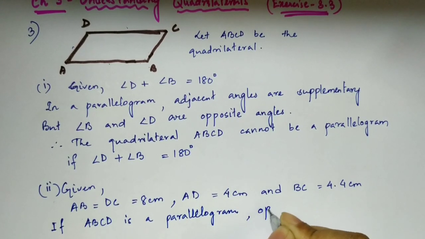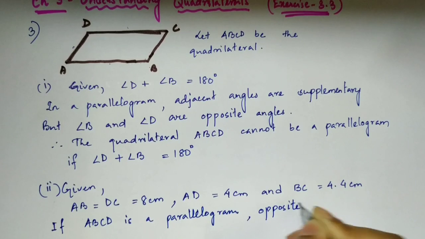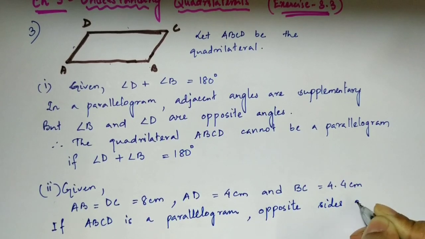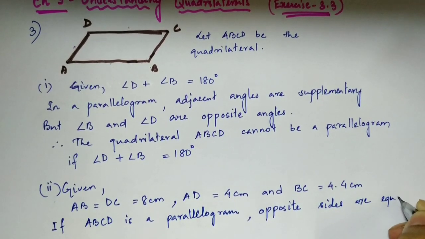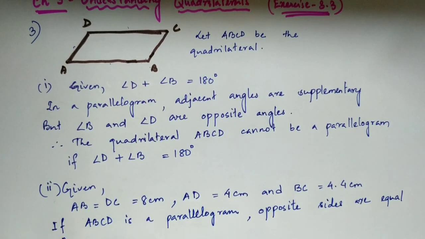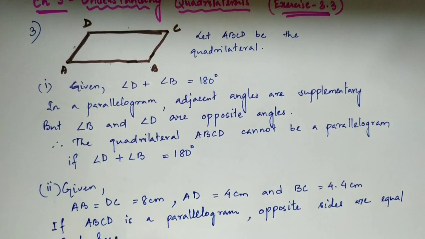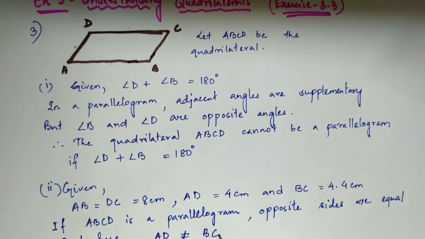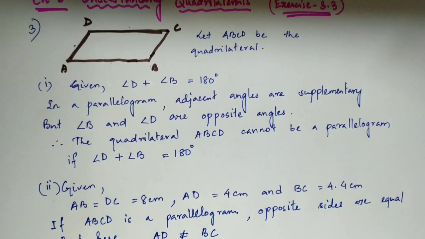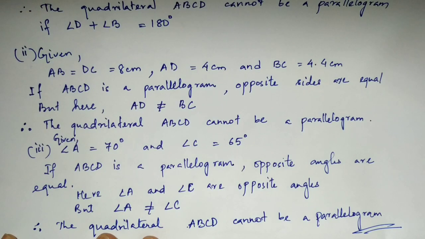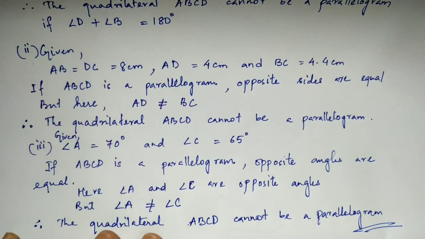So see, if ABCD is a parallelogram, then opposite sides are equal. But here what is given? Here AD is not equal to BC. So can it be? The condition here will be false. So let's write down that. I hope this part is helpful for you all.